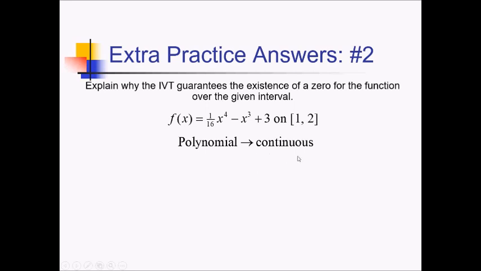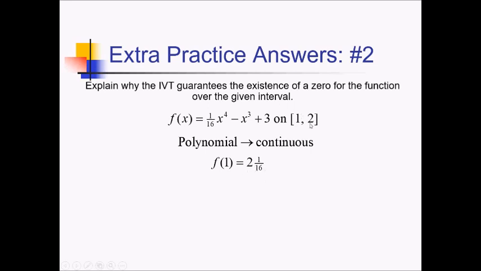So we basically have to figure out if 0, the thing we're looking for, is between f of 1 and f of 2. Well, f of 1, if I plug 1 into this whole function, that's going to be 1/16 minus 1, which is negative 15/16 plus 3. Well, 3 is 48/16, so overall that's going to be 33/16, or 2 and 1/16, if we want a mixed number. Probably easier to write it that way.